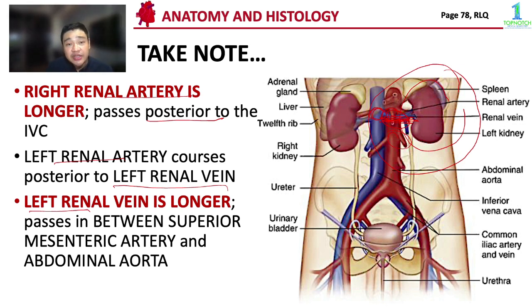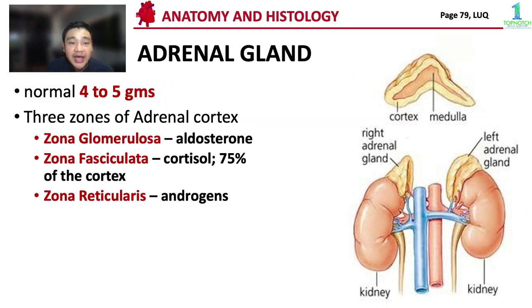We're now proceeding with the suprarenal gland, also known as your adrenal gland. So adrenal glands are small structures normally weighing around 4 to 5 grams, and as discussed in IM and in physiology, they have 3 zones, namely your zona glomerulosa, responsible for the production of aldosterone, fasciculata for cortisol, and the reticularis for your androgens. So again, they are paired organs found lying on top of your kidney.